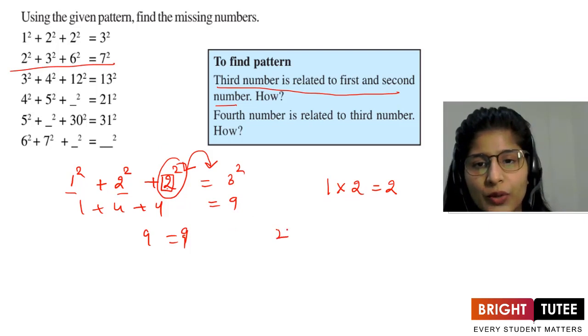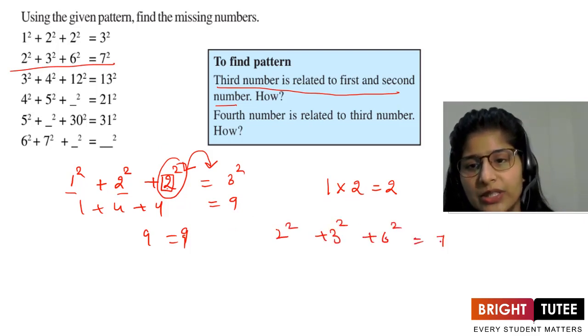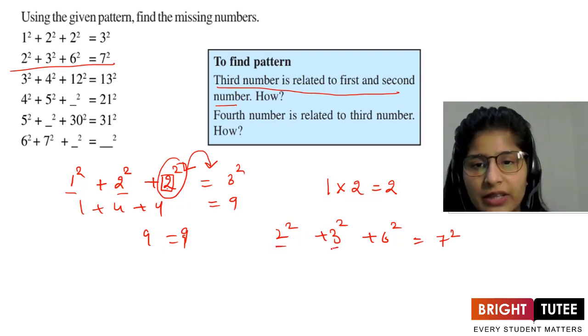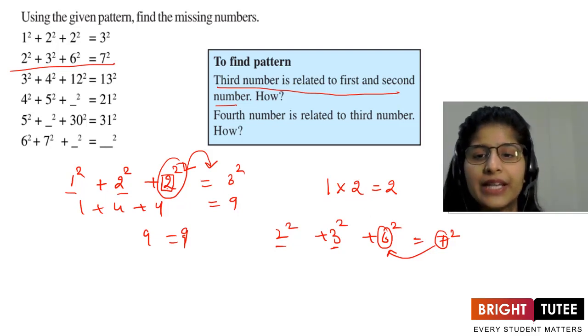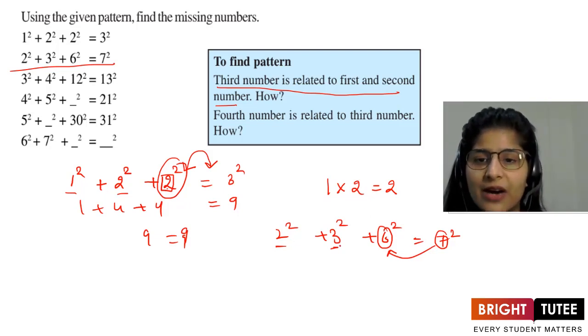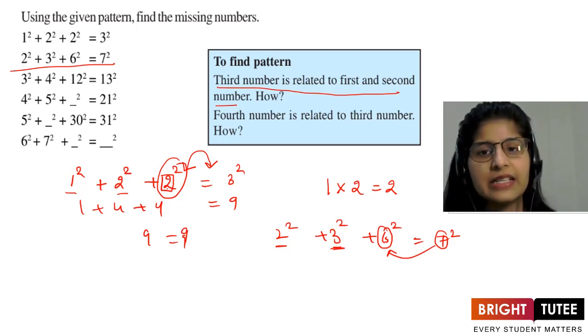So 2 square plus 3 square plus 6 square is equal to 7 square. Let us multiply 2 and 3. Is it giving 6? That means the third number is the product of the first and second number. And is this number one more than this? Yes, it is. That means the third number is the product of the first number and the second number. 2 and 3 give us 6.